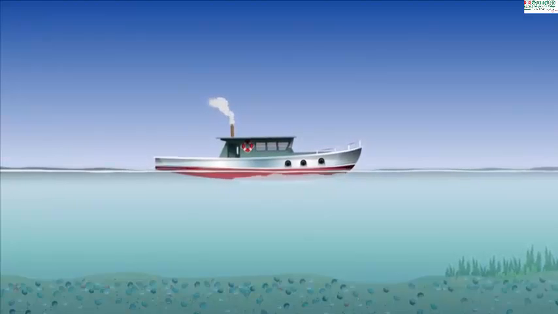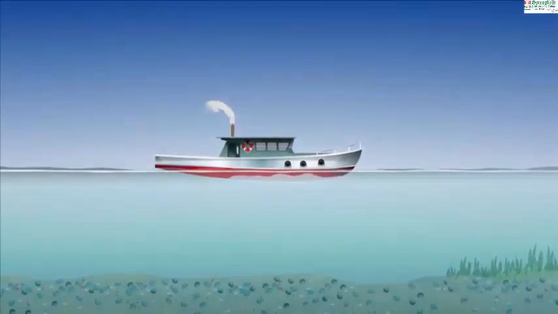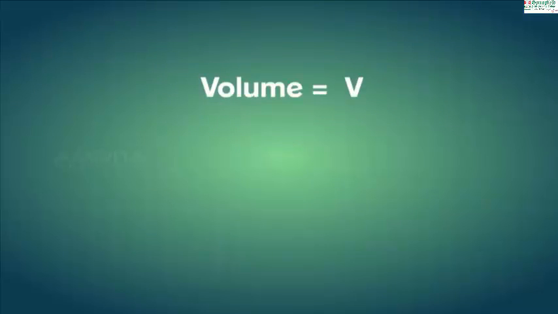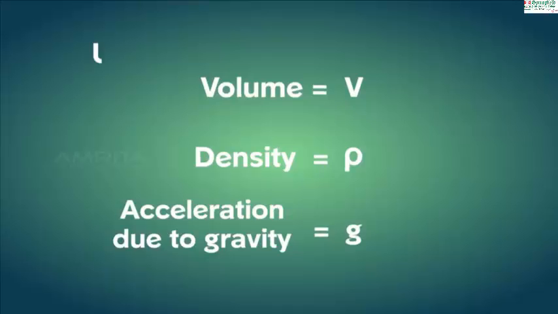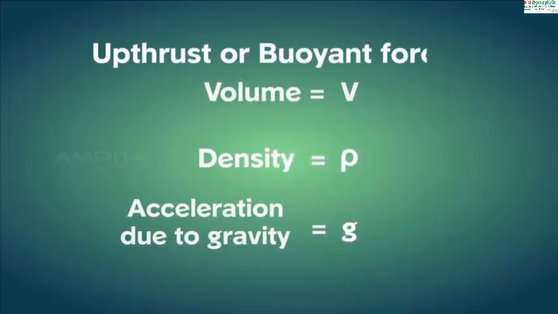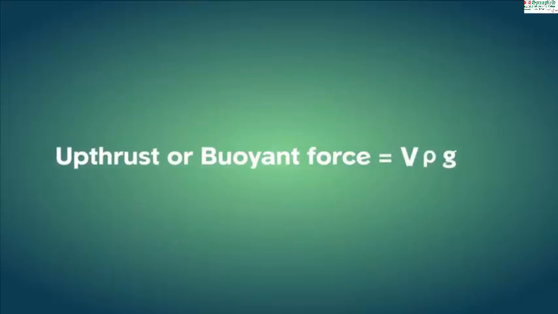These examples indicate that the magnitude of the buoyant force depends on the volume V of the immersed part of the body, the density ρ of the fluid, and the acceleration due to gravity g. Thus, upthrust or buoyant force is equal to Vρg.